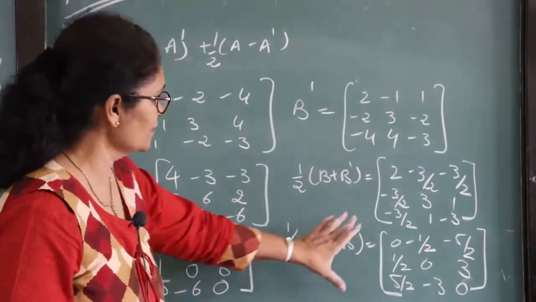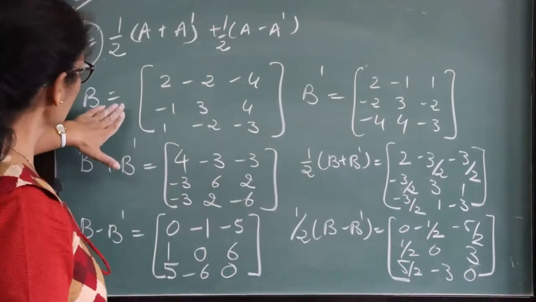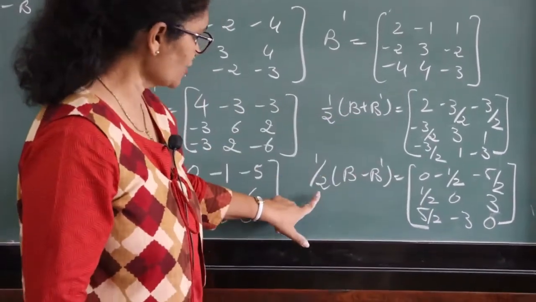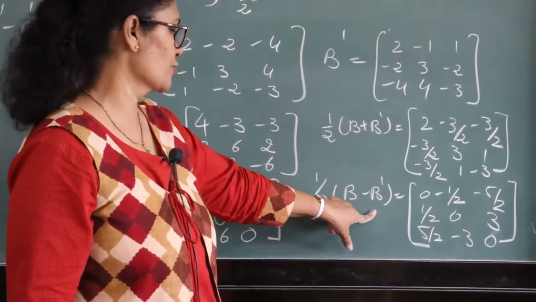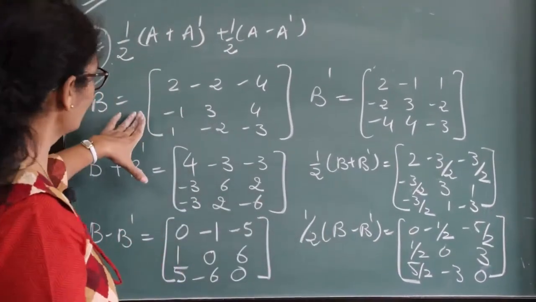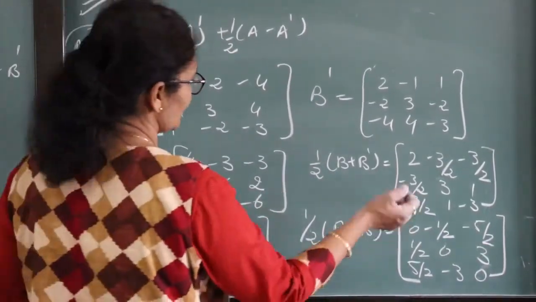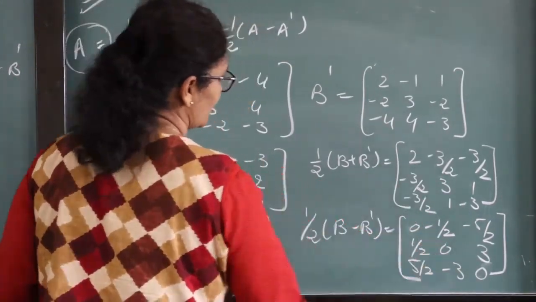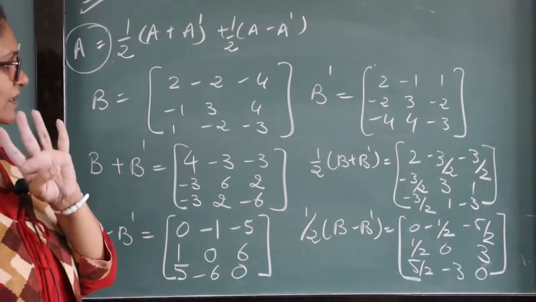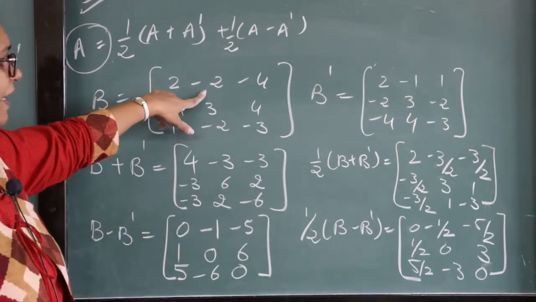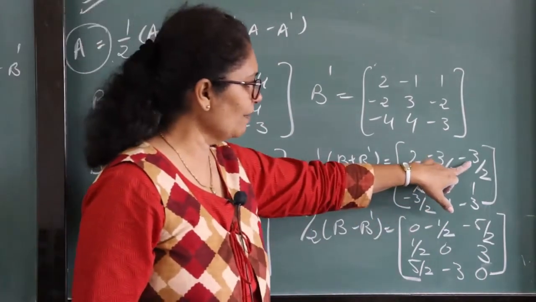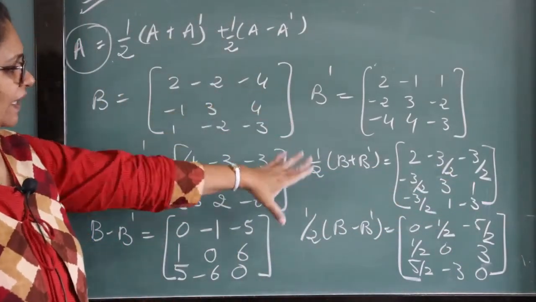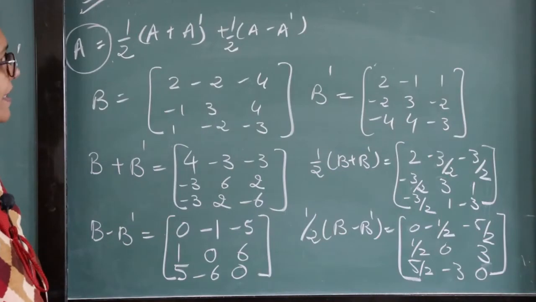Now when you add these two, you will get your original matrix B only. So half of B plus B dash, plus half of B minus B dash, will be your matrix B. Check it, we check the first row. 2 plus 0 will be 2. Minus 3 by 2 minus half means minus 4 by 2, which will be minus 2. Similarly, minus 3 by 2 minus 5 by 2 means minus 8 by 2, which is 4. That way you can check the remaining elements.